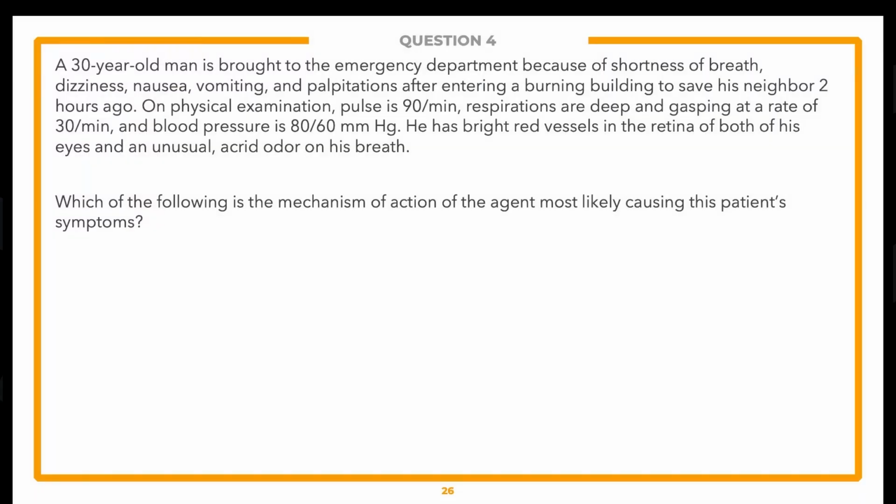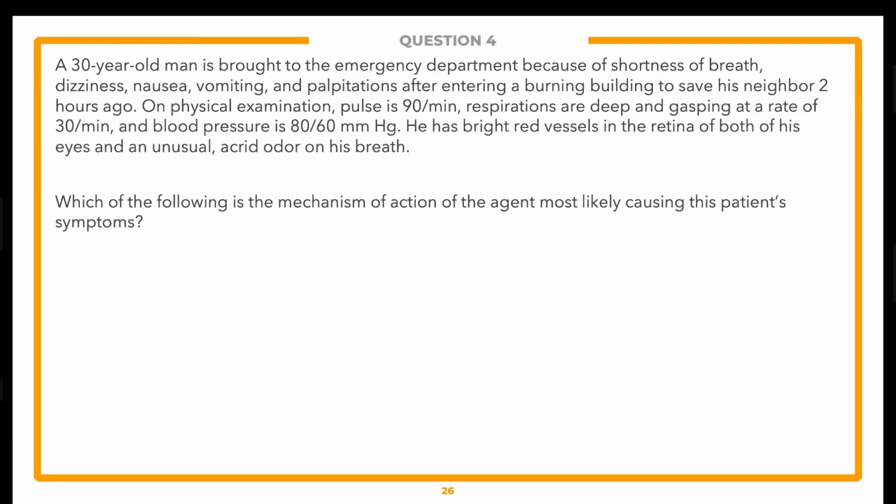So again, we've got the answer choices covered up. Let's go ahead and read the lead-in. Which of the following is the mechanism of action of the agent most likely causing this patient's symptoms? So a multi-step question here, right? You're going to have to figure out what's going on with this patient, what agent is causing their symptoms, and then the mechanism of action of that agent, which is most likely causing the symptoms. So a lot to pick apart.